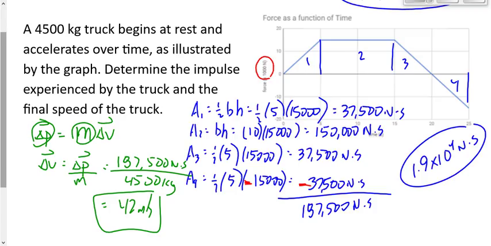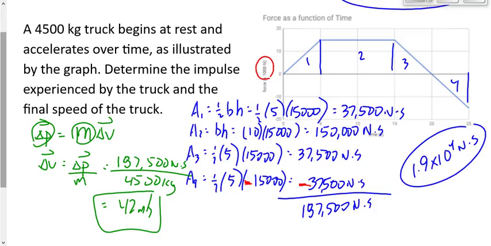Impulse and final speed. What have I technically just found? Change in speed or change in velocity, right? But if the initial is 0, then isn't the final velocity just the same as the change? Yeah. Now, be careful though. What if they said the initial velocity was 5 meters per second?